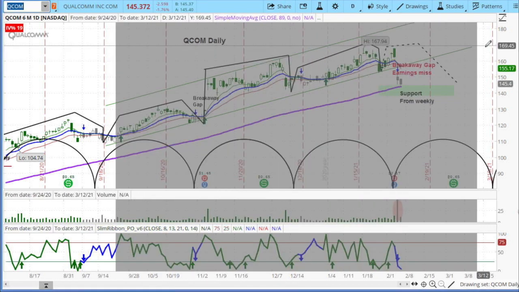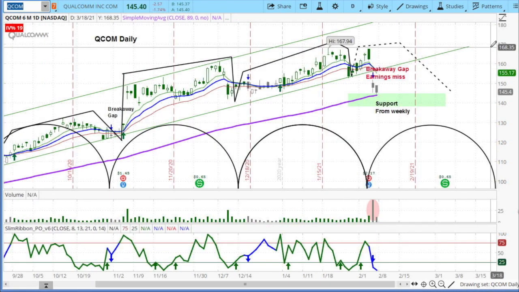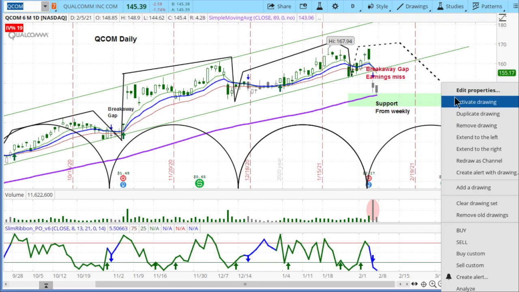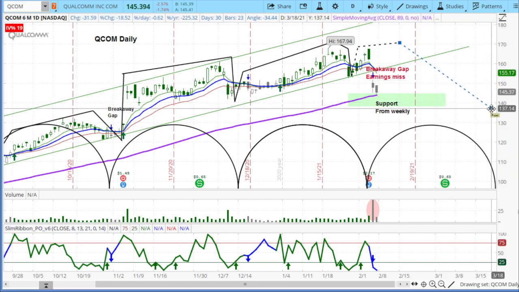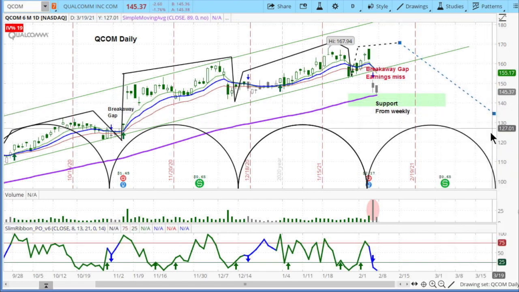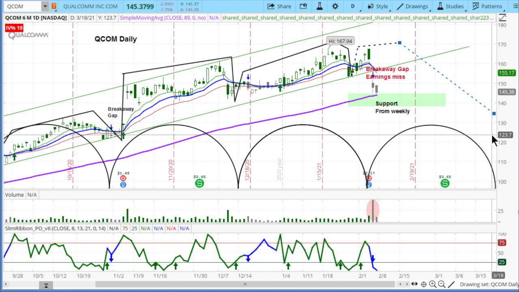Take a little closer look in here. That earnings miss now sends it to the downside. Going to get a little support where that weekly support is. But cyclical patterns are suggestive, if you care about that, that this is likely to move down all the way through sometime in the middle of March.